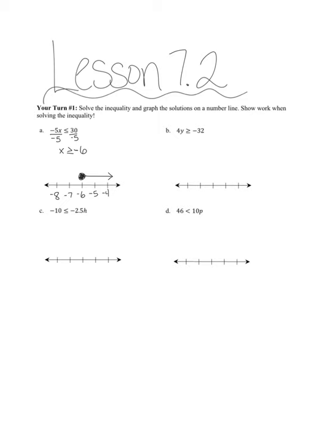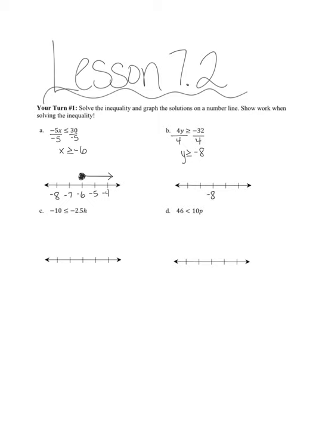For B, we have 4y is greater than or equal to negative 32. So I'm going to divide by 4 on both sides. And because I'm just dividing by a positive, my inequality sign remains the same. And negative 32 divided by 4 is a negative 8. So I'm going to do the same thing. I'm going to create my number line.